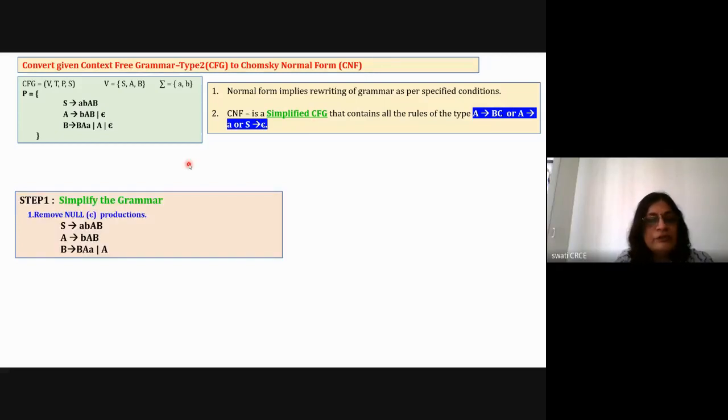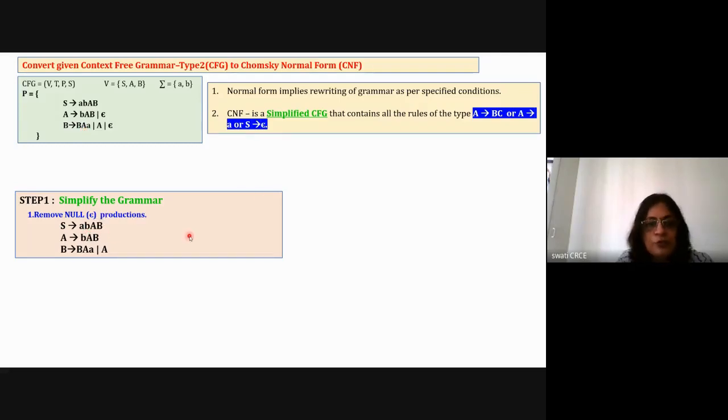In the simplification of the grammar, the first step is to remove epsilon productions. So I'm writing here the grammar without epsilon productions. This is my original grammar, and I'm writing it without the epsilon production rules. So what are the epsilon production rules? A is equal to epsilon and B generates epsilon. So there are two epsilon production rules in this given grammar.